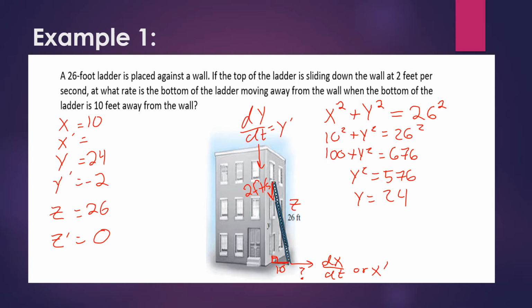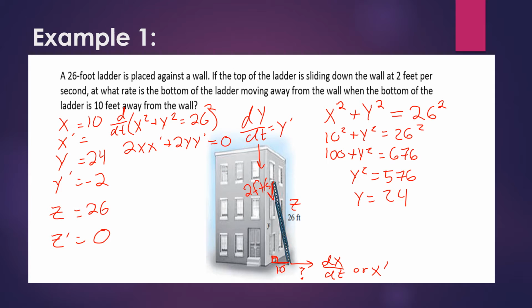So now we need to find x prime, or dx/dt. Now if you remember implicit differentiation, we kept getting these primes. So if I set up the problem again, using Pythagorean theorem, I've got x squared plus y squared equals 26 squared. And I'm going to take the derivative of this whole thing with respect to time. Time is the independent variable here. That means when I take the derivative of all of these variables, I should be getting primes afterwards. So the derivative of x squared is going to be 2x, x prime. The derivative of y squared is 2y, y prime. And the derivative of 26 squared is going to be 0.